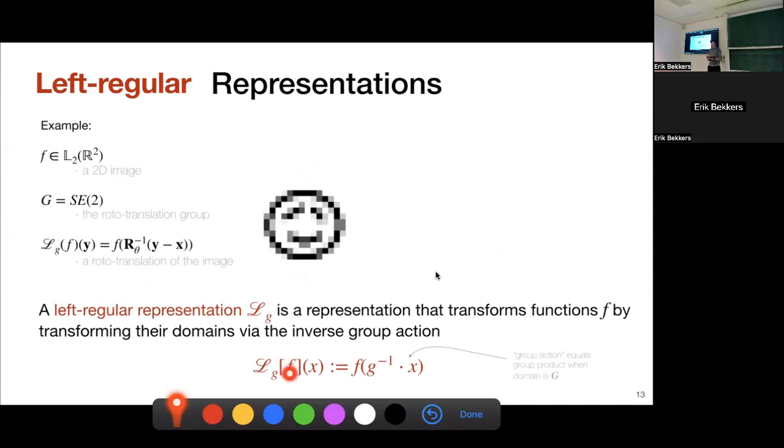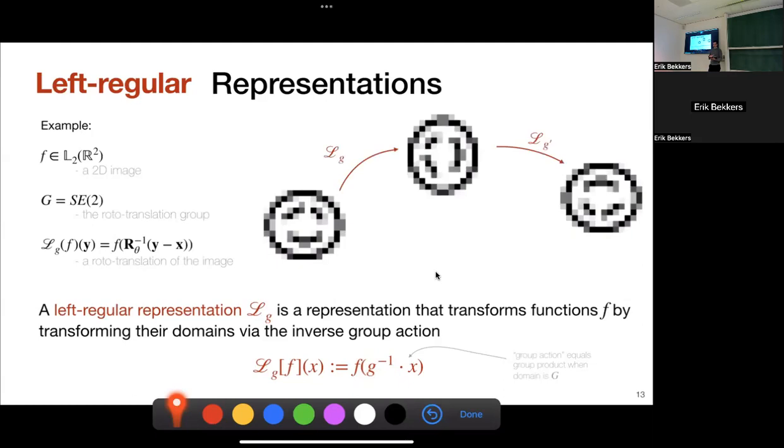I have a function which I can evaluate at all these locations x. And now I'm going to define a function transformed by the group action. So what I can do, before I evaluate the function, is shift the coordinates that I want to sample to the new location, having g inverse acting on x. So indeed, this left regular representation should be thought of as transforming the domain and then re-evaluating the function.